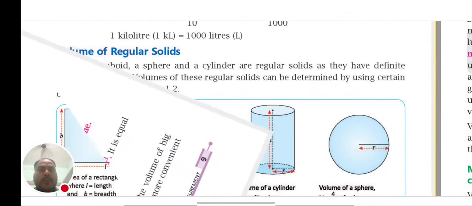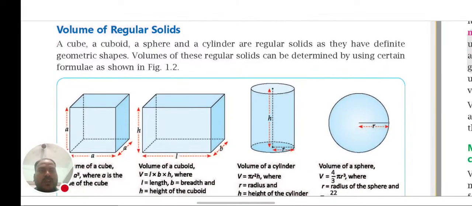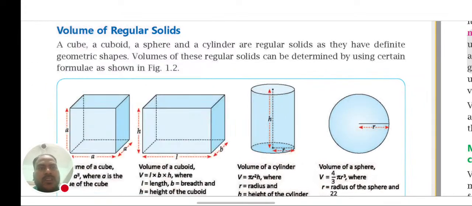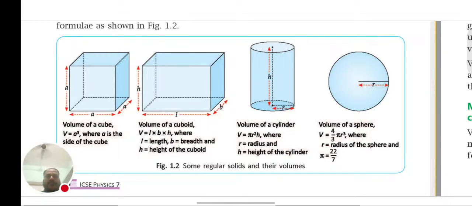Now volume of a regular solid. So these all are 3D diagrams, and how will we find the volume of a regular solid? We will be able to find the volume of a regular solid by using the accurate formula. For finding the regular solid volume, we have a formula. Now here in this figure we can see the first figure, volume of cube. First is a cube, second is a cuboid, third is a cylinder, and fourth is a sphere.